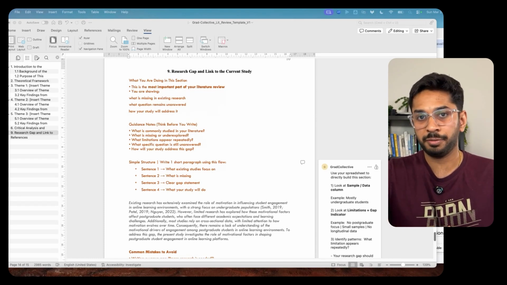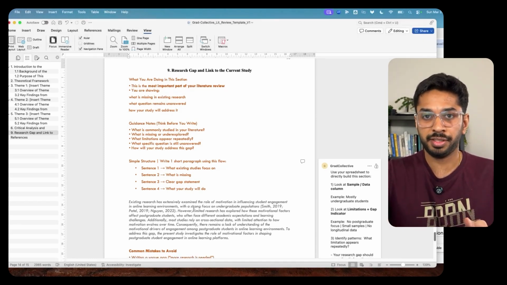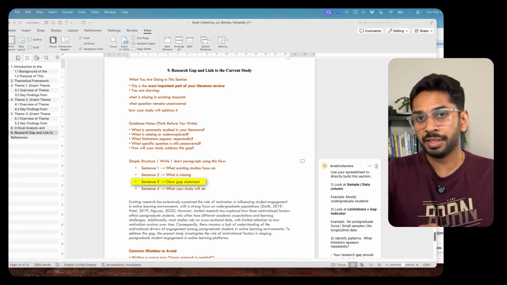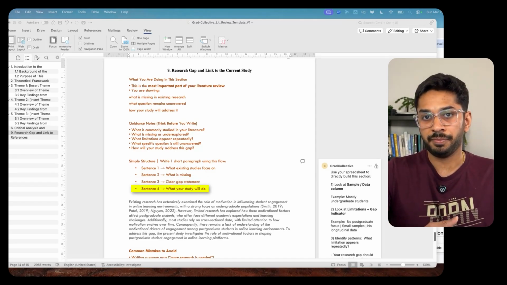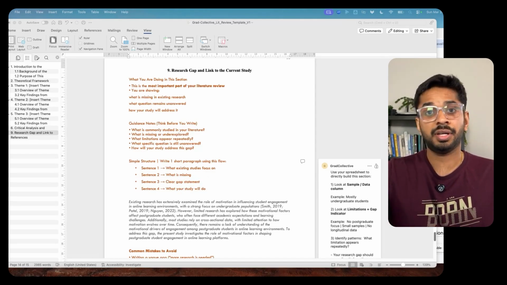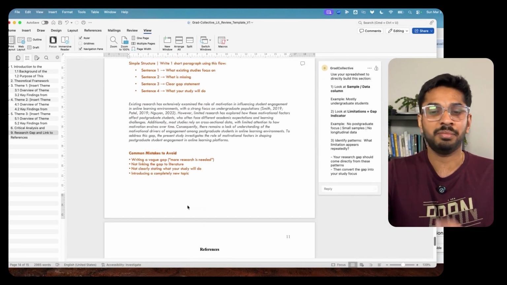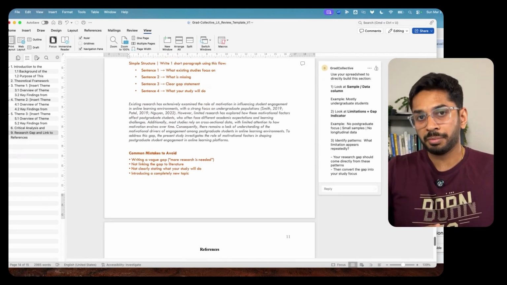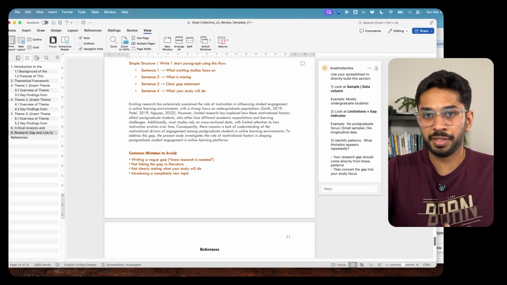Just one short paragraph would be enough, and follow the exact same structure that I've provided in the templates. Start with what studies focus on based on your literature review, then show what is missing. Clearly state the gap that you have understood, and finally, connect back to your study, what your study will do. If you look at this example that I've given here, it does exactly this step by step. So the key thing to remember here is you're not being very vague. You're being very specific about what's missing.